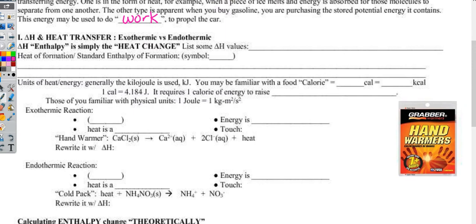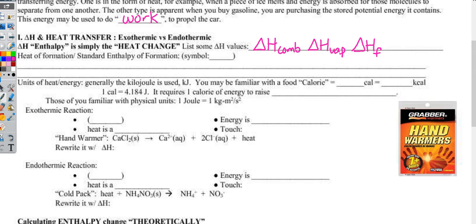So we're going to list some delta H values here, and there are many. You can have a delta H for almost anything, okay? You can have a delta H of combustion, so COMB. You can have a delta H of vap, which is vaporizing something, the conversion from liquid to gas. You can have a delta H f, and this is not the cursive f. This is for fusion, okay?